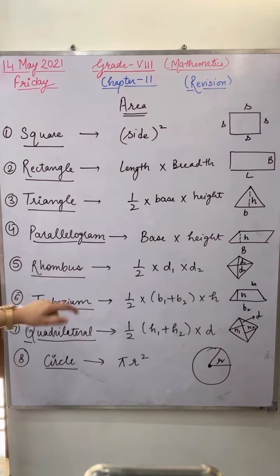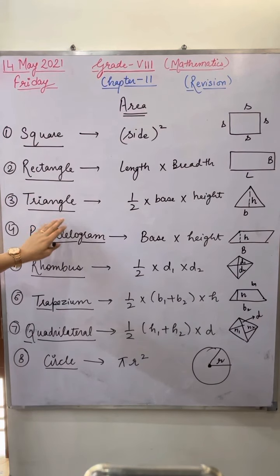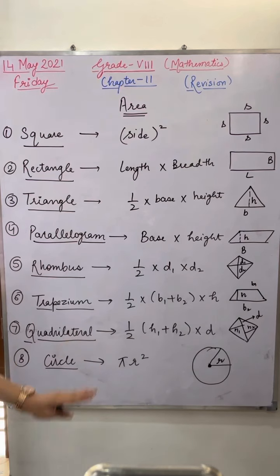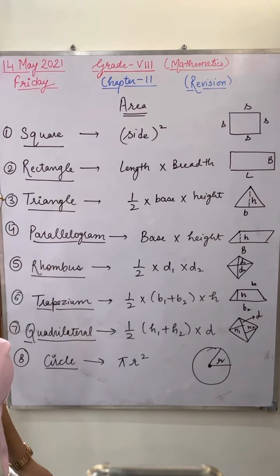Note down these formulas: square, rectangle, triangle, parallelogram, rhombus, trapezium, quadrilateral, circle. And polygons, you know that. What are polygons? In which we are having different kinds of shapes. We used to split the shape into different kinds.